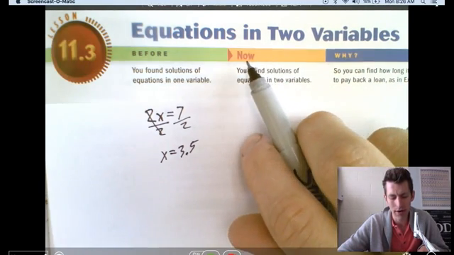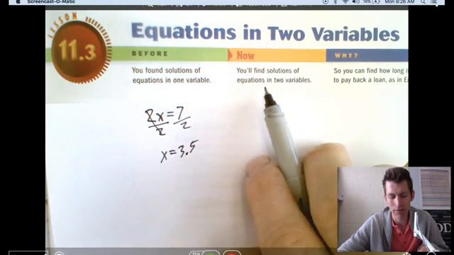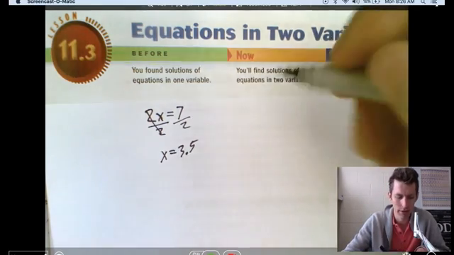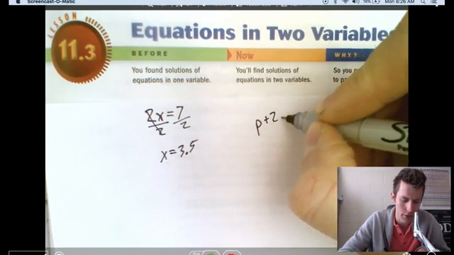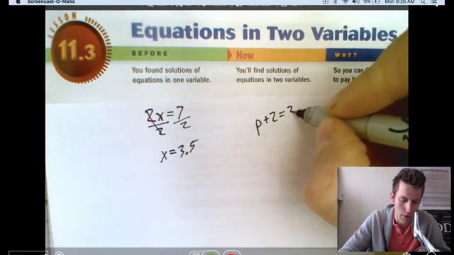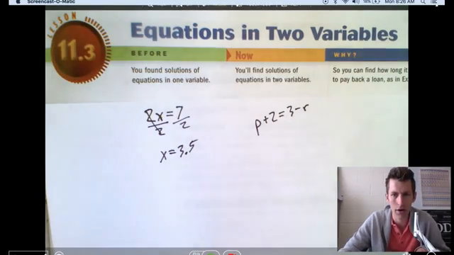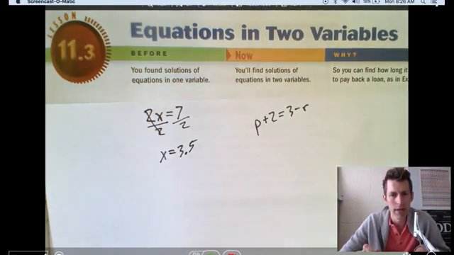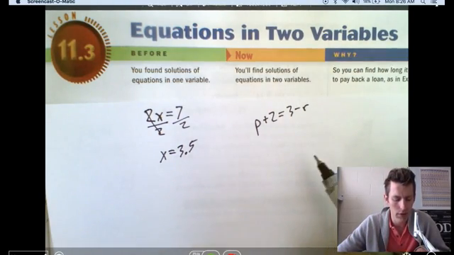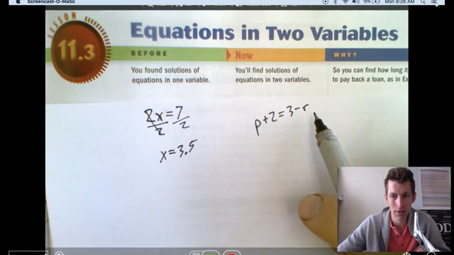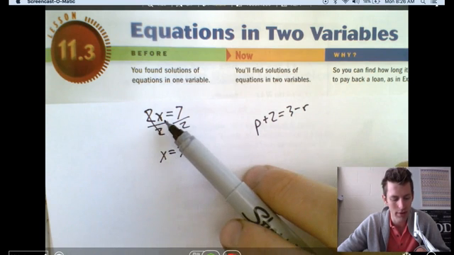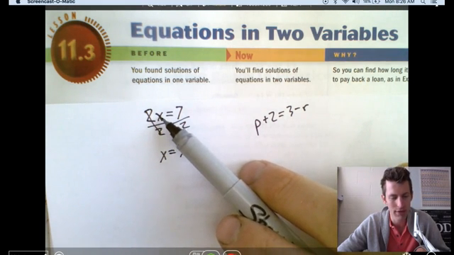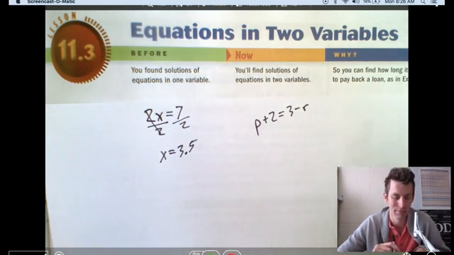But today, right now, we're going to talk about finding solutions of equations in two variables. So if I had p plus 2 equals 3 minus r, is there only one thing that r can be? Just like over here, there was only one thing x can be. 2 times 3.5 is the only thing that will get you to 7.